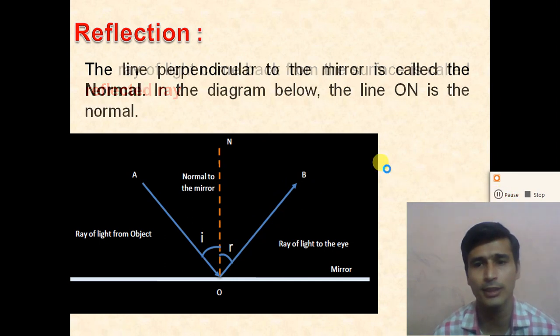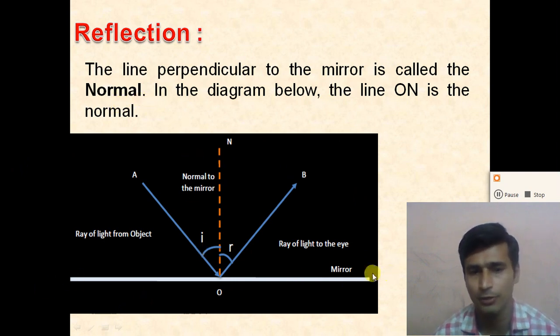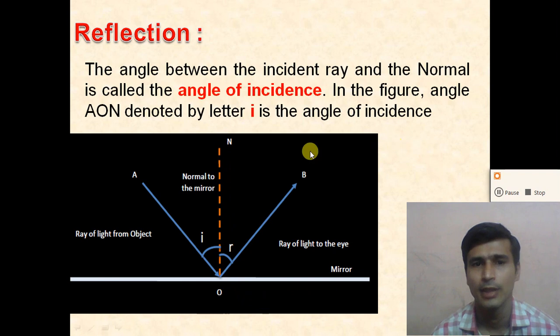Another important term is the normal. The line perpendicular to the mirror, or the line drawn perpendicular to the surface, is called the normal to the surface. This point is called the point of incidence. At this point of incidence, if you draw a perpendicular line to the surface, ON, this ON is called the normal to the surface, normal to the mirror. So in this figure, the line ON, which is perpendicular to the surface or mirror, is called the normal to the surface.